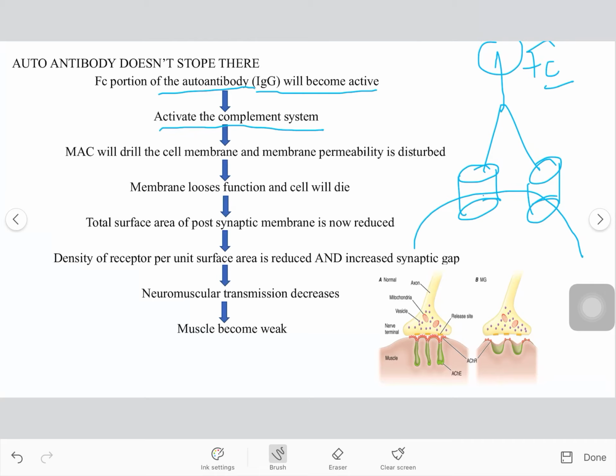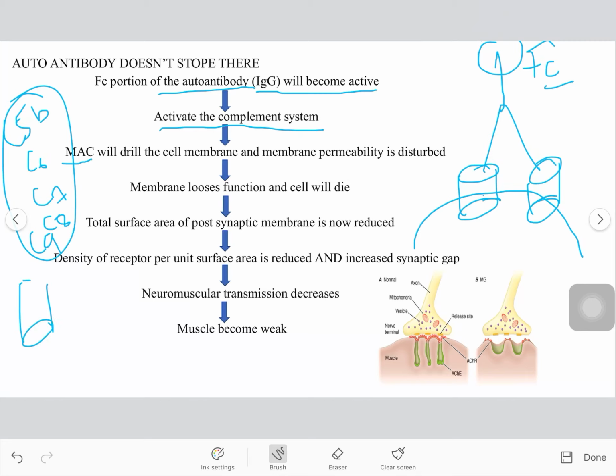That means the MAC, the membrane attack complex, which is part of the complement system. This includes C5b, C6, C7, C8, and C9. These proteins make a structure like this, which will be drilled inside the muscle membrane, the sarcolemma. It will be inserted and make a hole. The MAC drills the cell membrane, and the membrane permeability is disturbed. The membrane loses its functions and the cell will die. The total surface area of the synaptic membrane is now reduced.